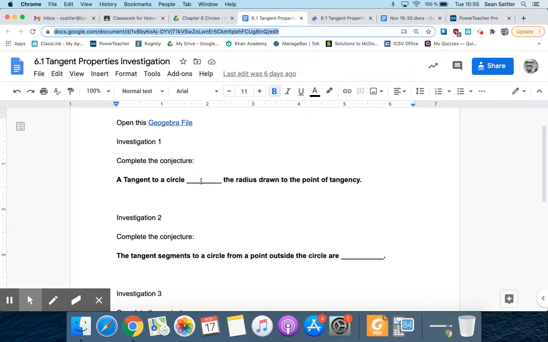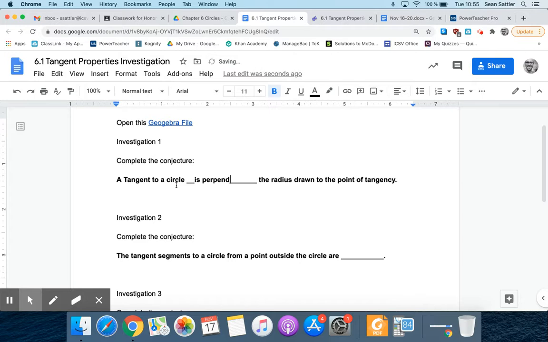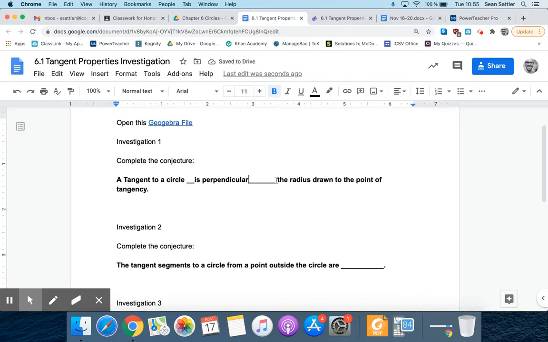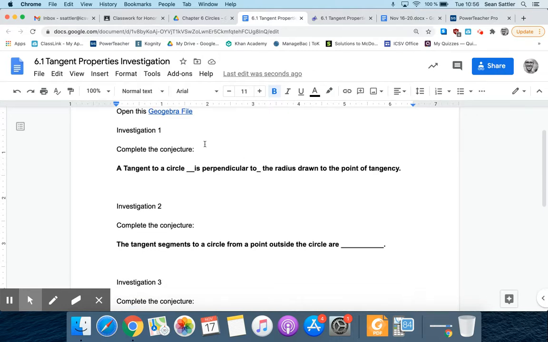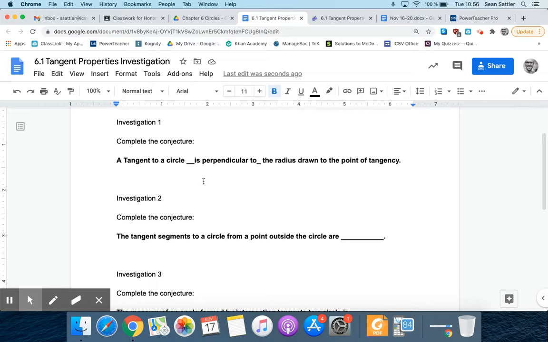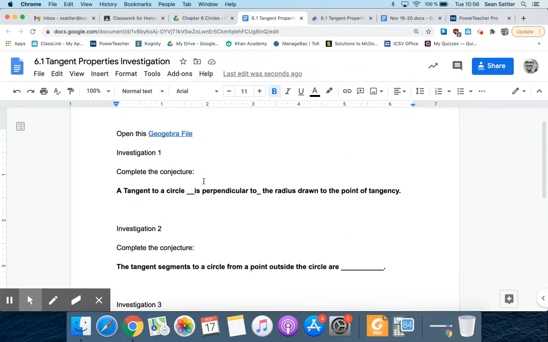So a tangent to a circle is perpendicular to the radius drawn to the point of tangency. Okay, so I shared this doc with you too. You don't have to fill anything in, it's just if you want to get this into your notes.